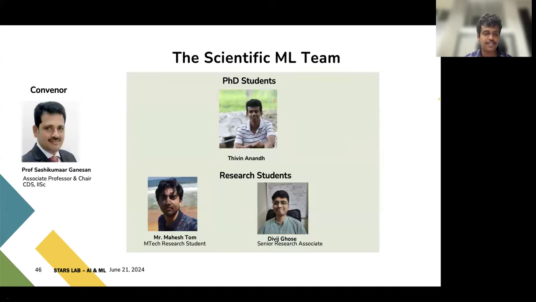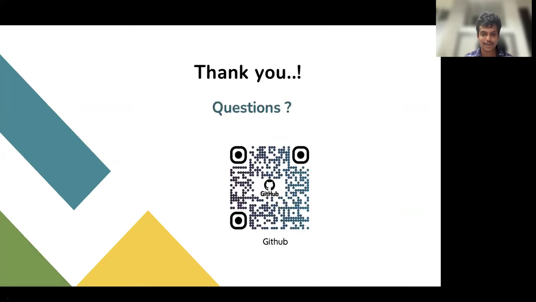So this is our team that currently works on scientific machine learning, especially FastVPINNs, in our lab. It's myself, Professor, and Divij Ghosh, and Mahesh Thom is also working on some of the applications of FastVPINNs that we have discussed, in terms of time-dependent problems and so on. Okay, so that's it. I hope I didn't bore everyone more than the time allocated to me. So now it's time for questions.